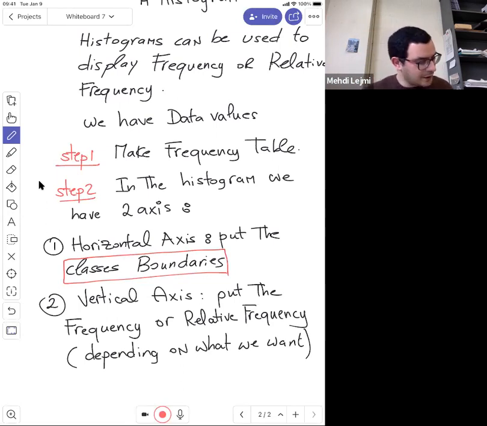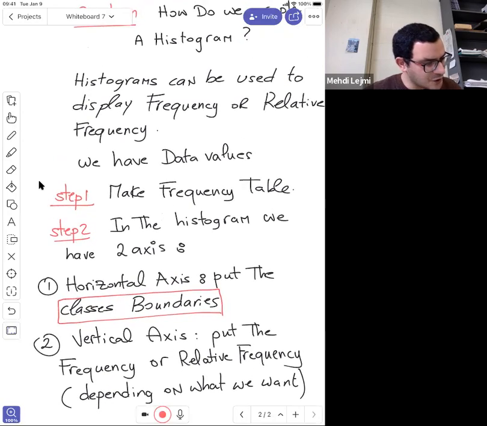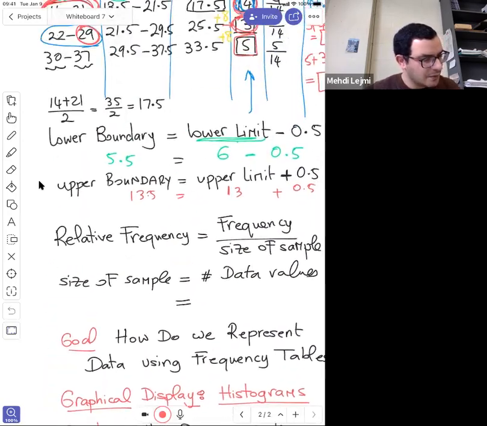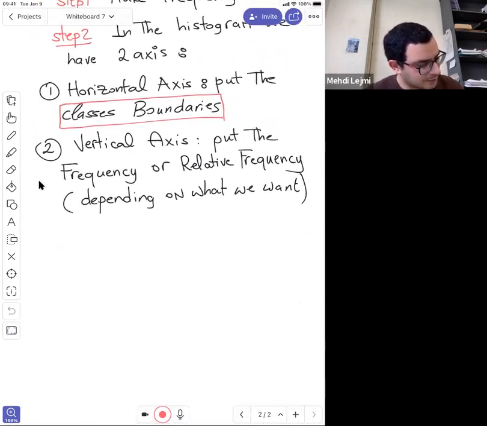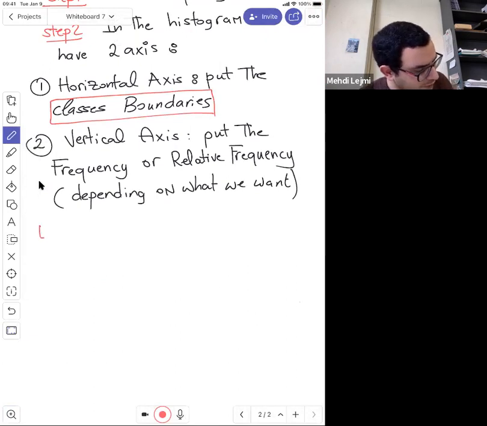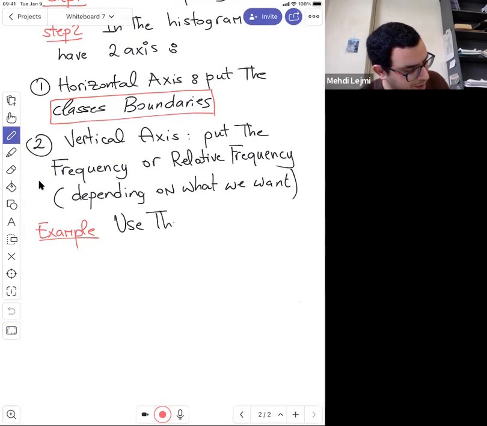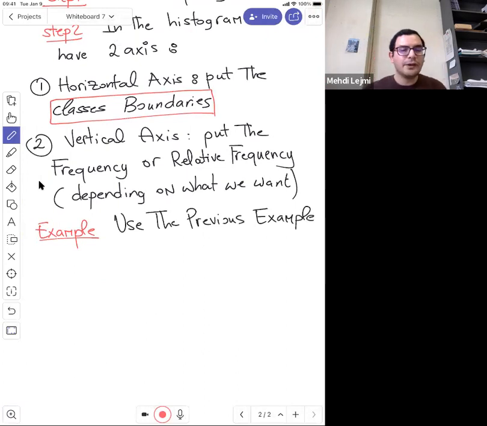All right, now let's do an example. I'm just going to use the example we had here with the 4 classes, etc. So as an example, let's use the previous example. I won't repeat the whole frequency table. I'm just going to take what I need here.